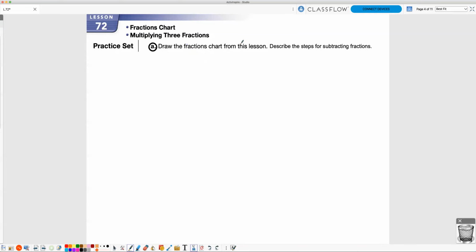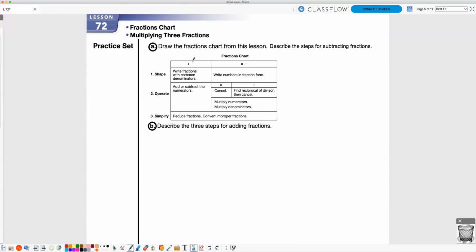Well, we can't do that digitally, so I'm going to have you describe the steps for subtracting fractions as the answer to this one in your Edpuzzle. So go ahead and answer the steps for subtracting fractions. What are the steps? If you were to describe that to someone who has never subtracted fractions before, use your fractions chart from the lesson to help answer letter A.